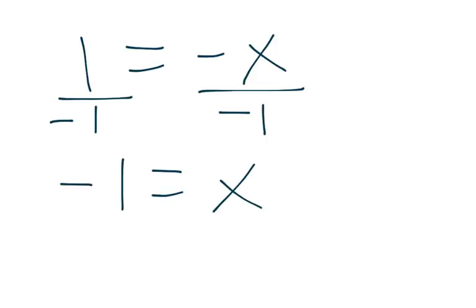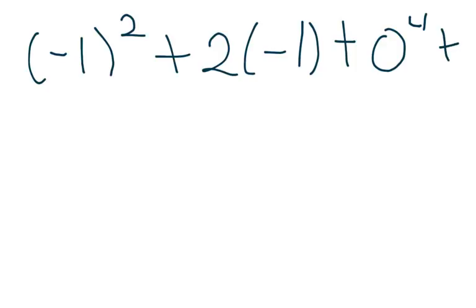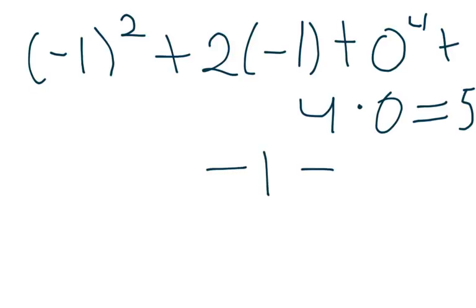Now we plug in negative 1 to the original equation. So it will be negative 1 squared plus 2 times negative 1 plus, so the y, we plug in 0, and it will be 0 to the fourth plus 4 times 0 equals 5. So we want to find out if it is equal to 5. So when we solve this, we got negative 1 equals 5. And as you see, it's not equal to 5.